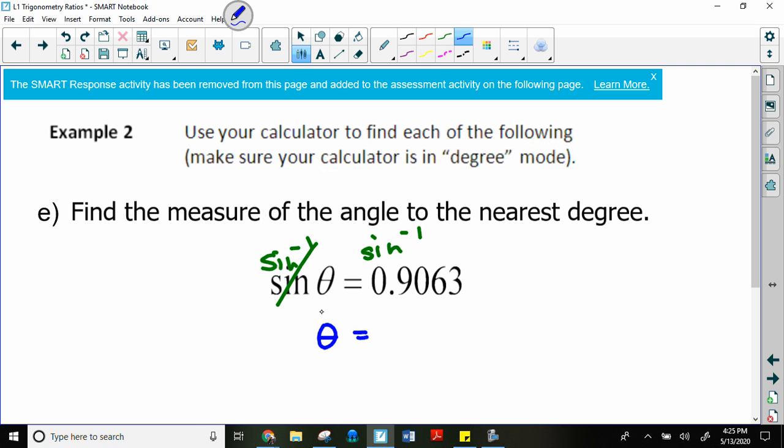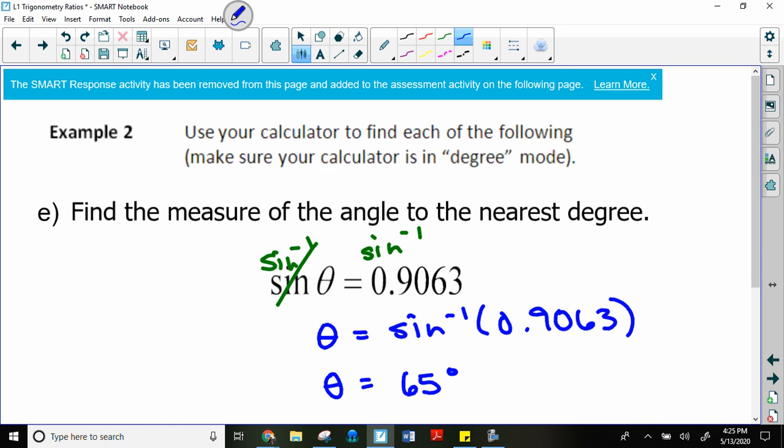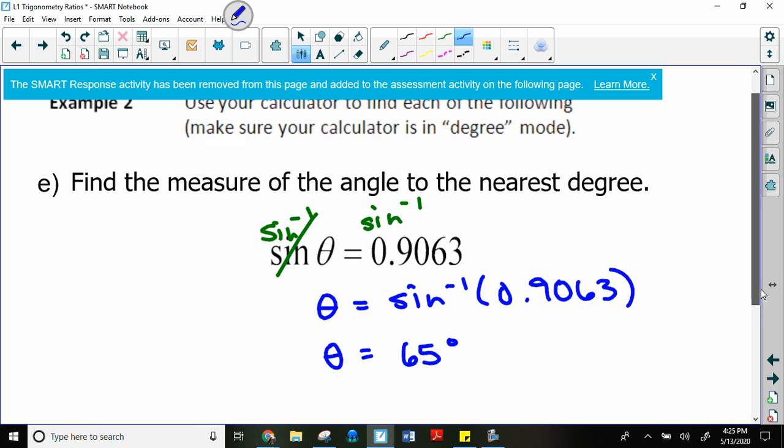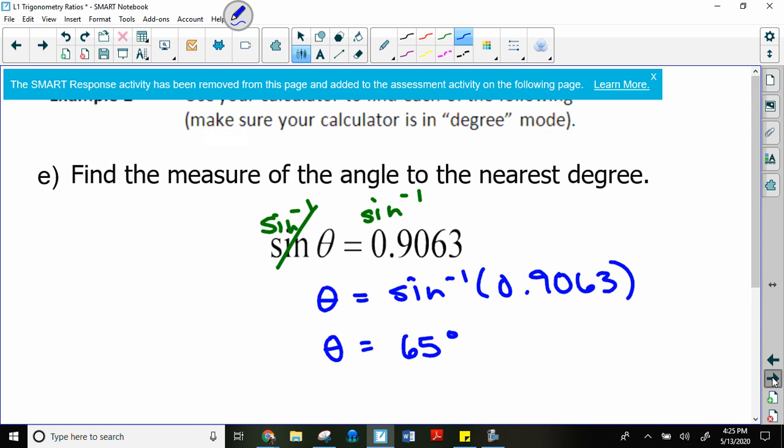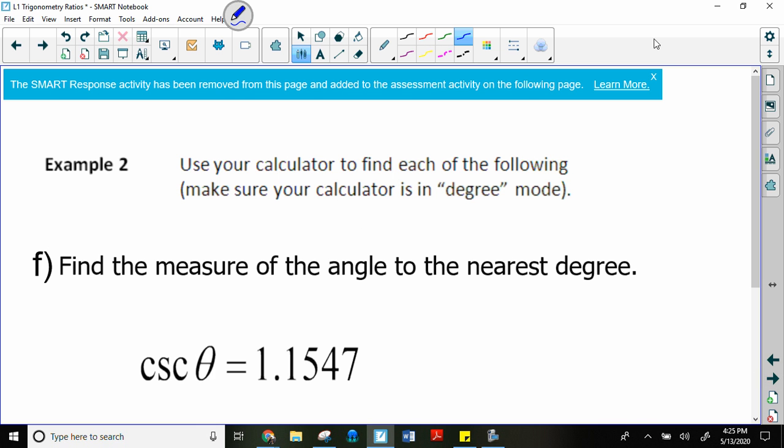Okay, so this is actually what I'm punching into my calculator. 0.9063. And then I got 64.9989, so it's going to be 65 degrees. Okay, so that should be review of last year. Now let's throw you a little curveball here for this year.